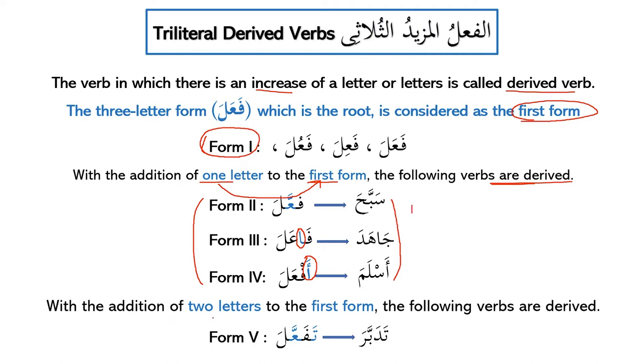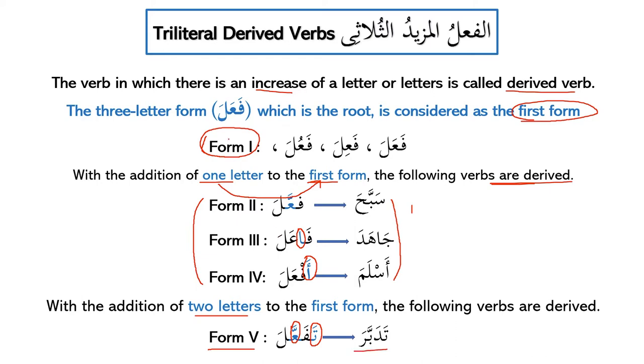When we move on to form number 5, now there is an addition of 2 letters. So we moved on to form number 5. So what happened now? There is an addition of 2 letters. What are those 2 letters? We have ta and tashdid, we can say. Ain al-kalima is double, so we can say addition of ta and tashdid. So it has become tafa'ala, and on this pattern we are going to learn tadabbara.